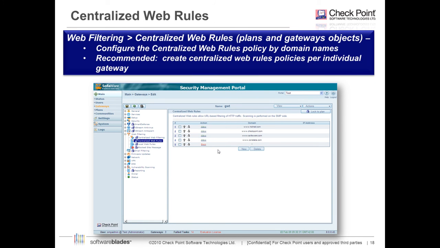Centralized web rules. Under web filtering, centralized web rules, again under plans and gateway objects, it's used to configure the centralized web rules policy by domain names. It's recommended that you create a centralized web rule policy per individual gateway.